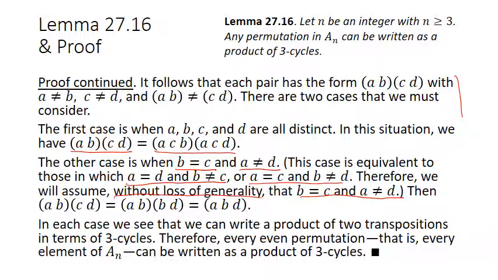Okay, so then if that's the case, then ABCD is equal to ABBD, so we just replace C with B, and that is going to be equal to this 3-cycle ABD. Okay, so what we see in each case is that we can always write a product of 2 transpositions in terms of 3 cycles. Okay, so we either have it like this, or we have it like this. So every even permutation, that is every element of AN, can be written as a product of 3 cycles. And that is the proof.